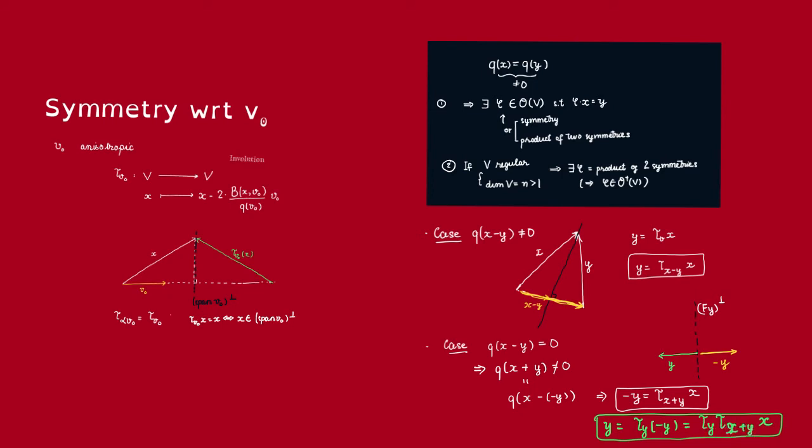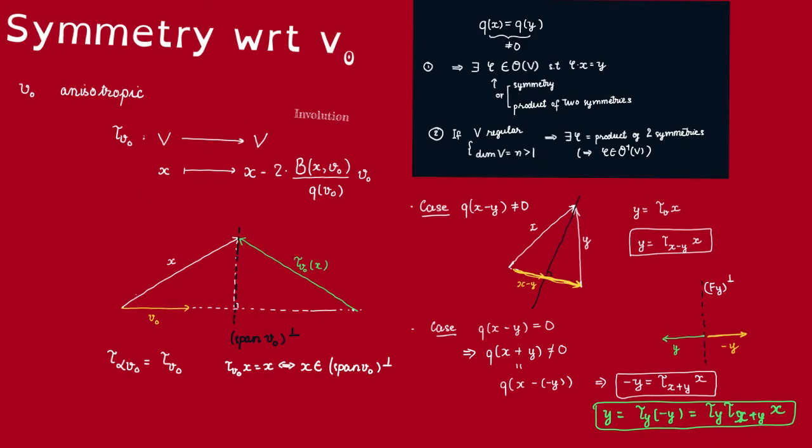Now, why is it that if v is regular, then we can always get from x to y using two symmetries? Well, if q of x plus y is not 0, if we are in this case, then we already established that. We just need to go back to this first case when q of x minus y is not 0, but q of x plus y is 0, and apply a symmetry to both sides of this that preserves y. Now, which symmetry preserves y?